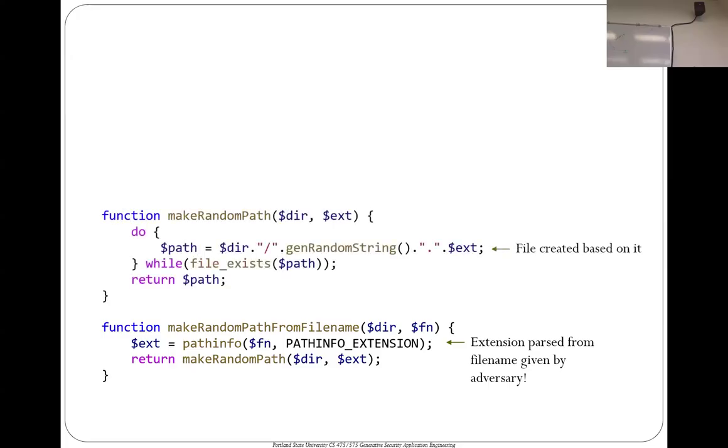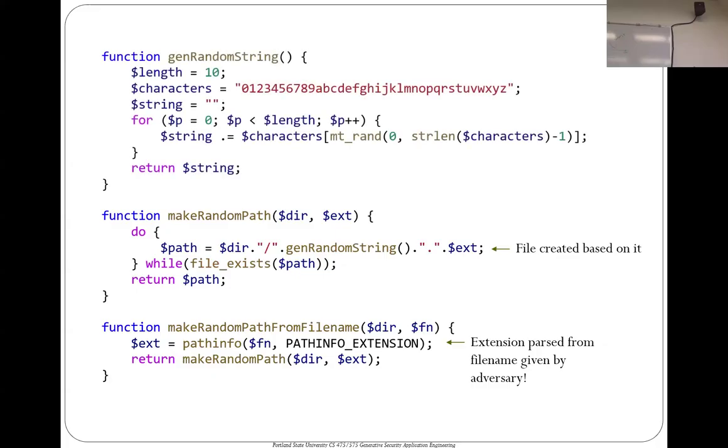So as part of the make random path, you have your directory, you have the extension, and it goes and says, I'm going to generate a random string and then just use the extension that was sent as the upload. And the generate random string is just random characters. So that's the vulnerability in this particular one.